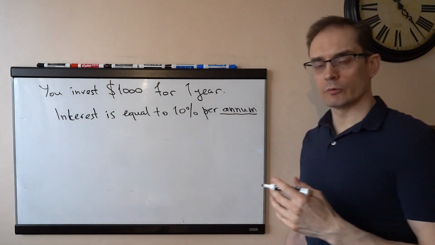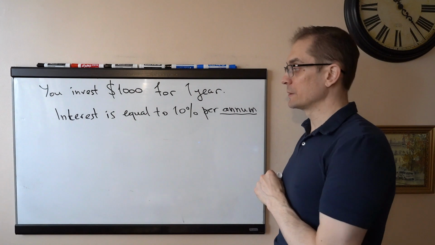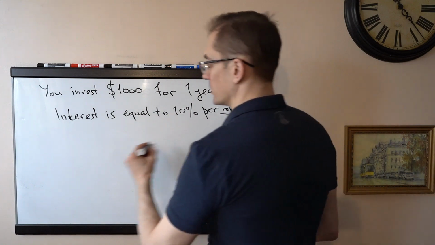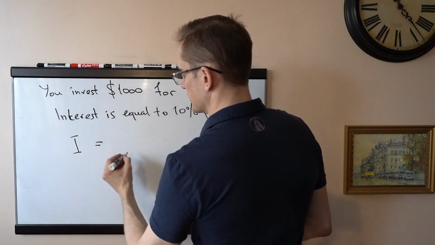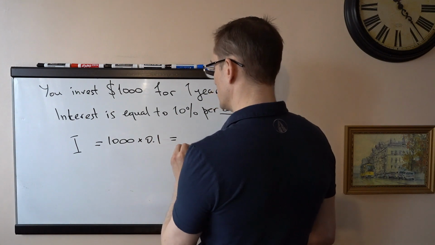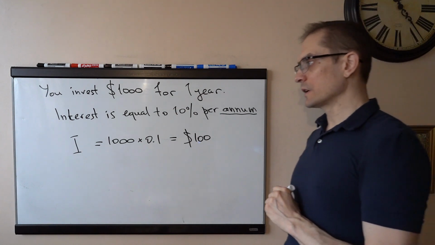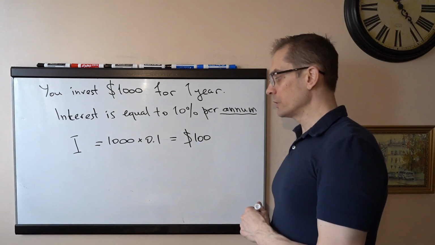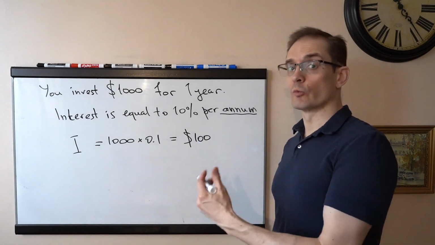What does this phrase per annum mean? That means per year. So you're paid 10% per year. That seems like a very straightforward idea, and it means that interest, which we call I, will be your $1,000 times 0.1. So, of course, that's going to be $100. In other words, if interest is 10% per annum, you are getting paid $100 for not being with your money for 1 year.